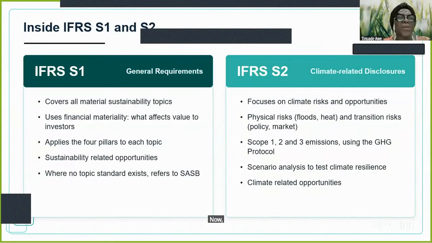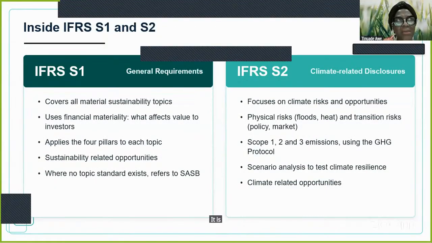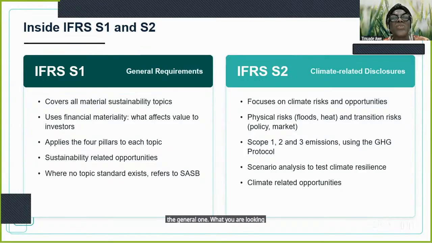IFRS S1 is the general one. What you are looking at is general sustainability-related risks. You are looking at things, for example, like your labor practices. You are looking at things, for example, like your interaction with society.